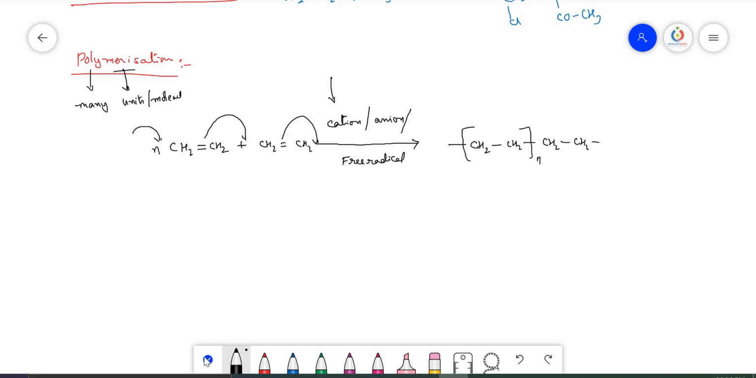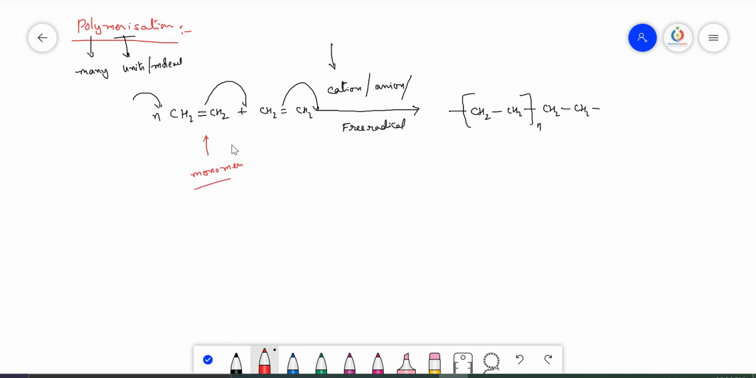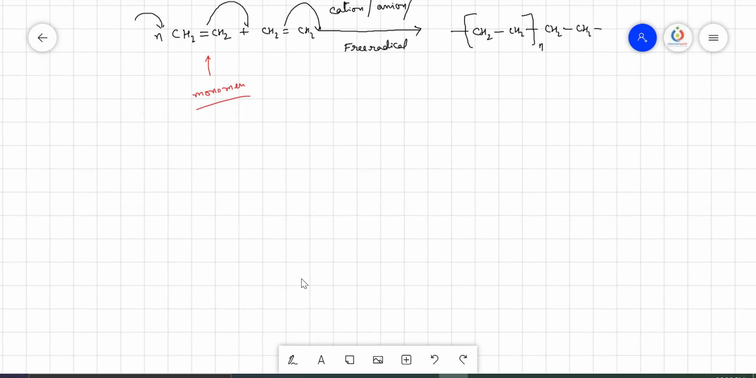In this process, the basic unit we use for the reaction is called the monomer. The molecule that is repeated in the reaction is called the monomer. Because of the repetition of the monomer, we get a long chain molecule, which is called the polymer. Regarding cationic, anionic and free radical polymerization, I'll give an example here.